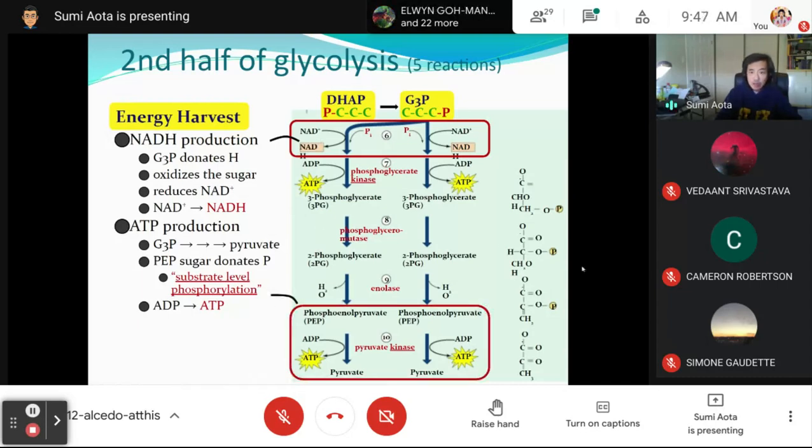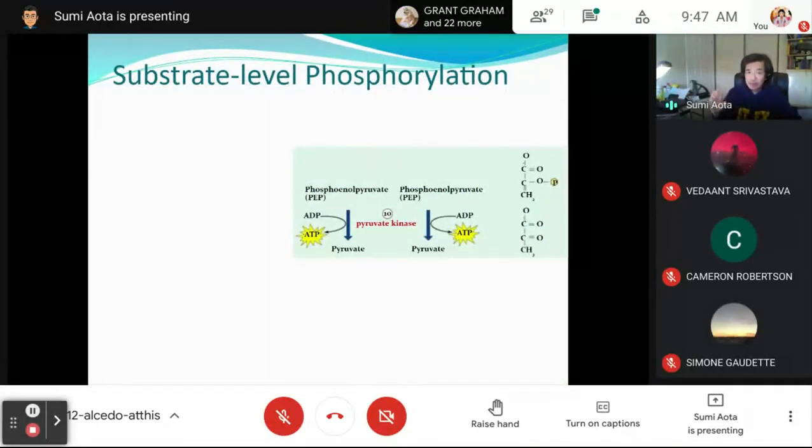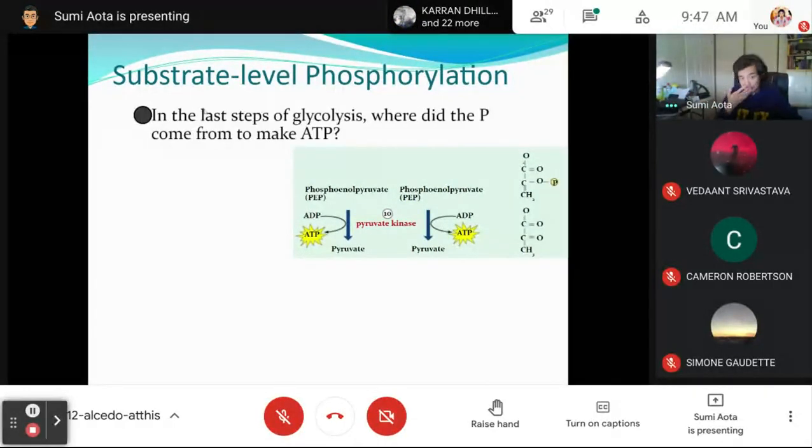Okay, we're going to take a closer look at this PEP phase, this substrate level phosphorylation. It's only here at the very end, these two steps, that we get some energy out of the system. Let's look at substrate level phosphorylation. It happens twice. We're going to take a look at the second time it happens. In the last steps of glycolysis, where did the phosphate come from to make ATP? If you look at this diagram, where did the ADP get the phosphate from?